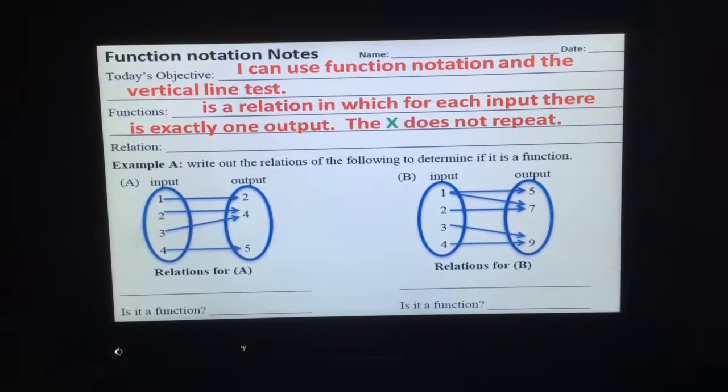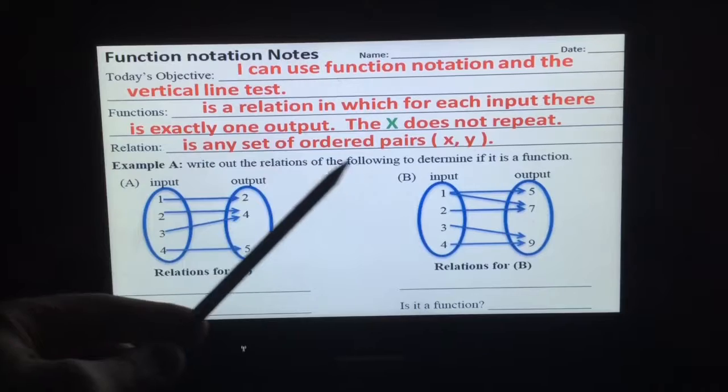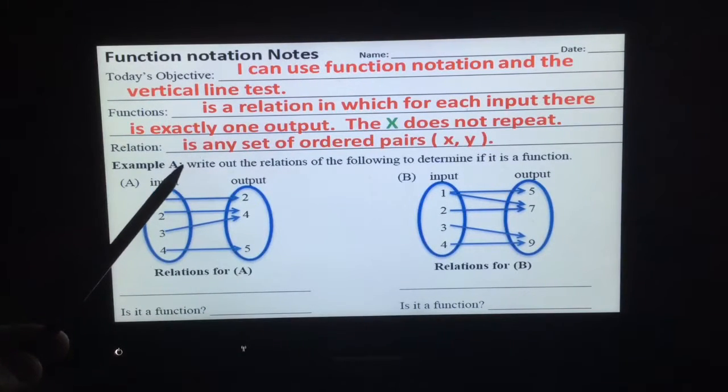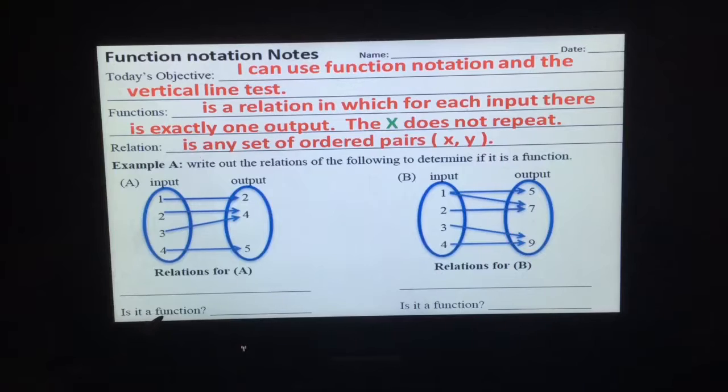All right, now you see this new word in here is called relation. Now what a relation is, is any set of ordered pairs x, y. So any point, any ordered pair, that's called a relation. Okay, because the reason is because you're relating x to y, so that's why they call them relations.